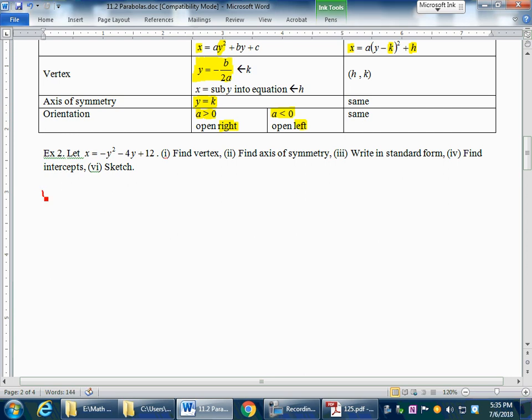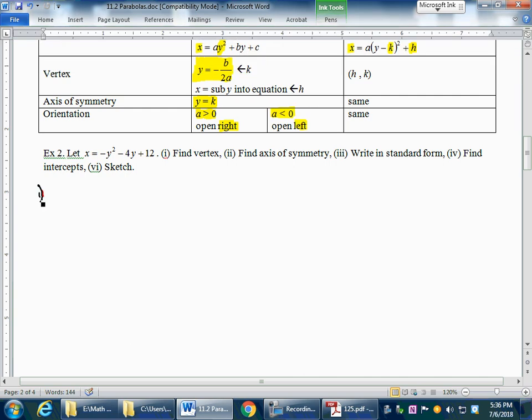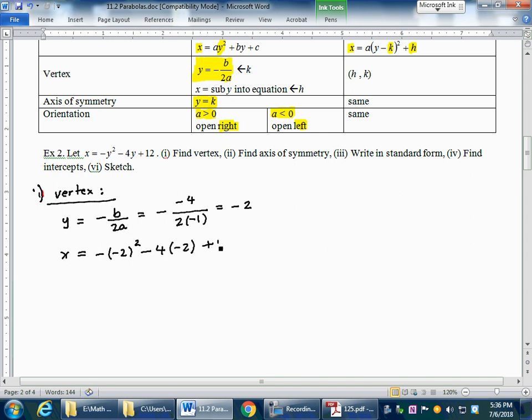So, part 1, let's talk about the vertex. At this time you have to be careful because the formula is representing your y coordinate, which is minus b over 2a now. So in this case, it will be negative 4 over 2 times negative 1, which is going to be negative 2. In order to get the x coordinate of the vertex, we substitute this y value into the equation. So negative 2 to the second power minus 4 times negative 2 plus 12.